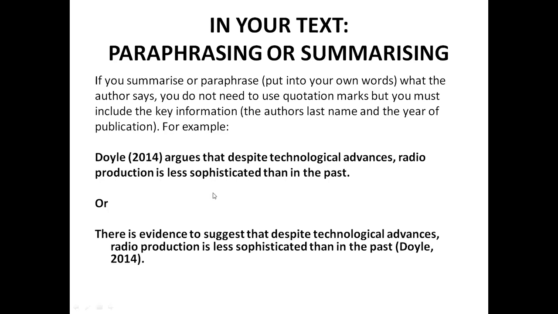Now, when it's in text, where you're writing your whole literature review, you can say, for example, Dole argues that despite technological advances, radio production is less sophisticated than in the past. You put the year in brackets. Or if you're putting it at the end, in that case, it has to be in brackets and then the full stop at the end, not before. So this is a whole sentence. And this is when you have revised it yourself. There's evidence to suggest that despite technological advances, radio production is less sophisticated than in the past. And then you put the reference at the end.